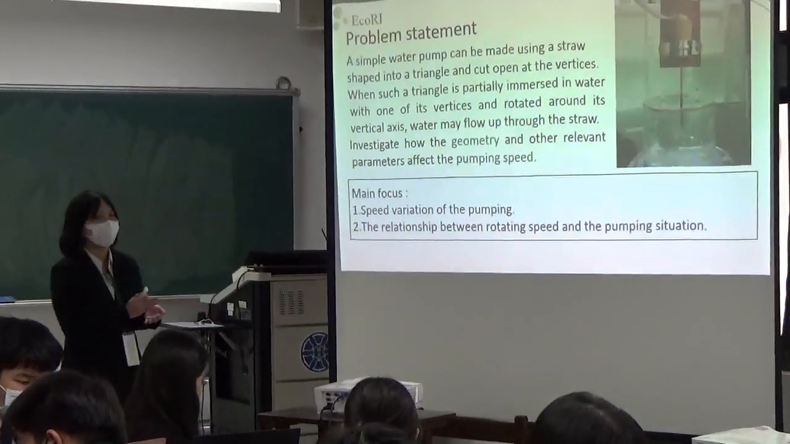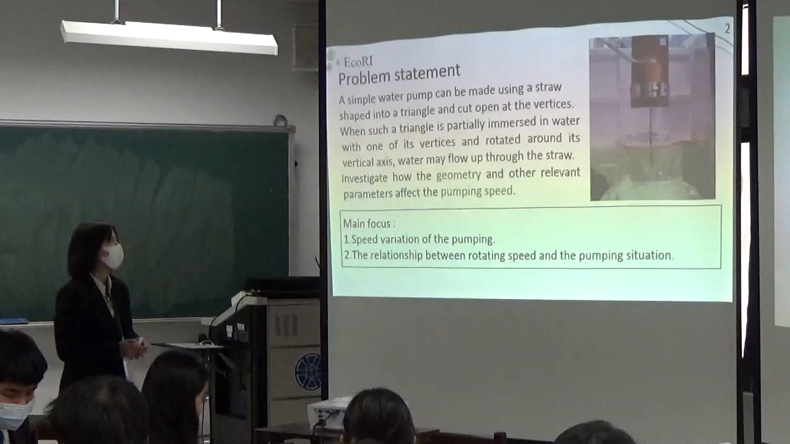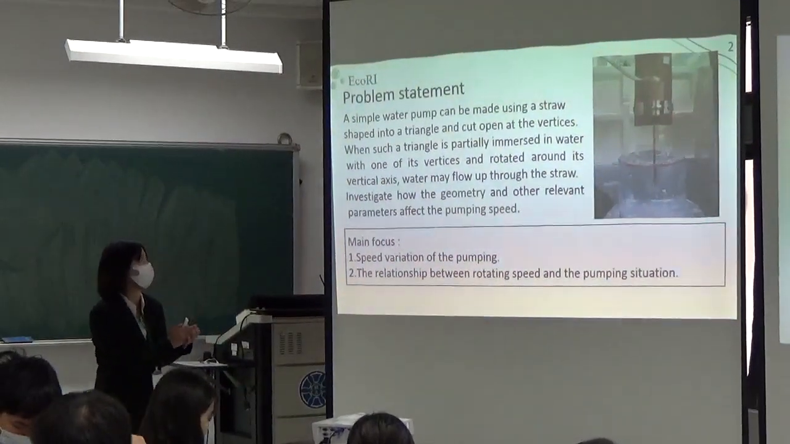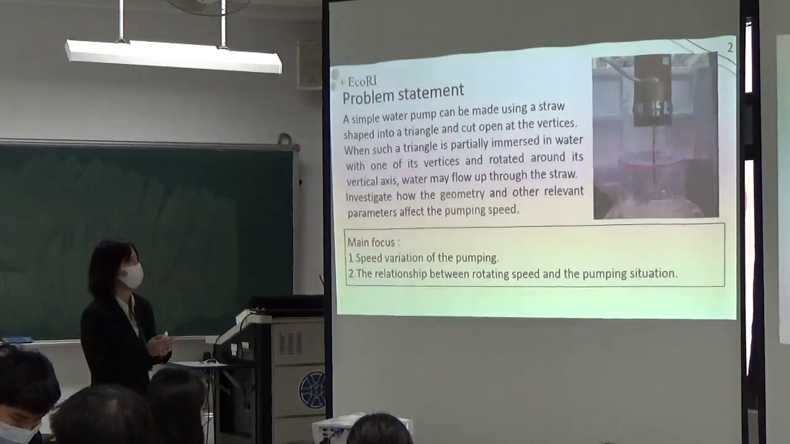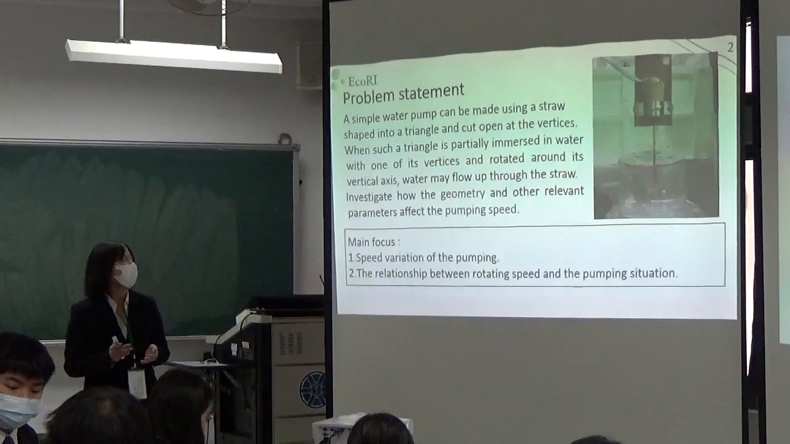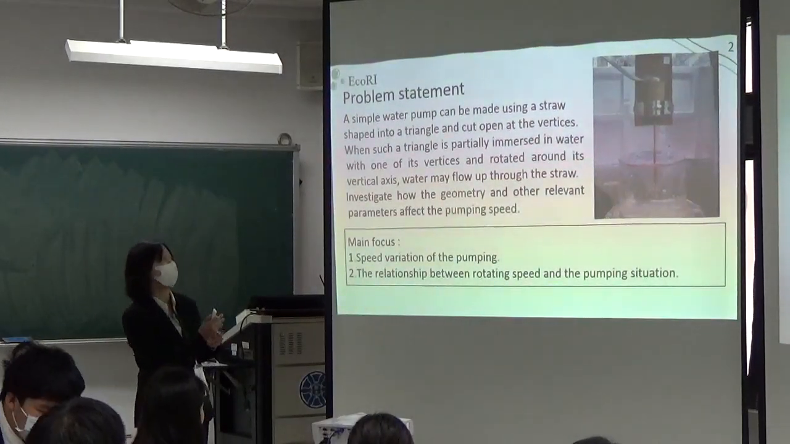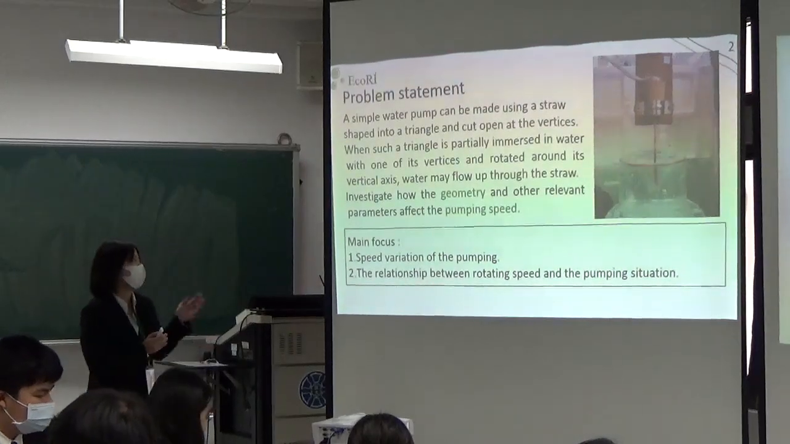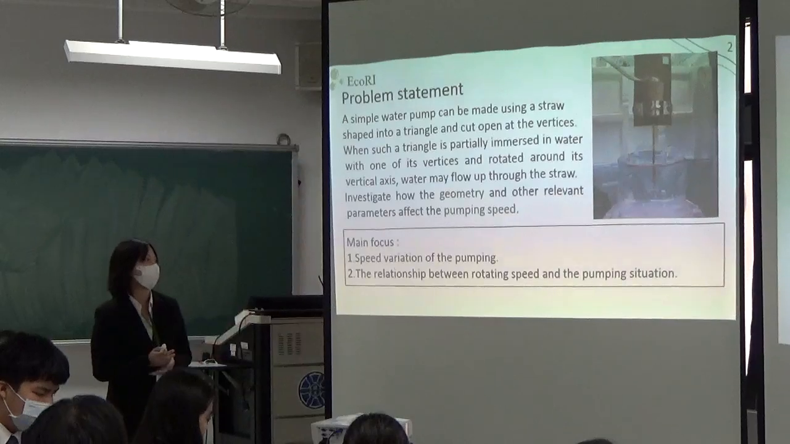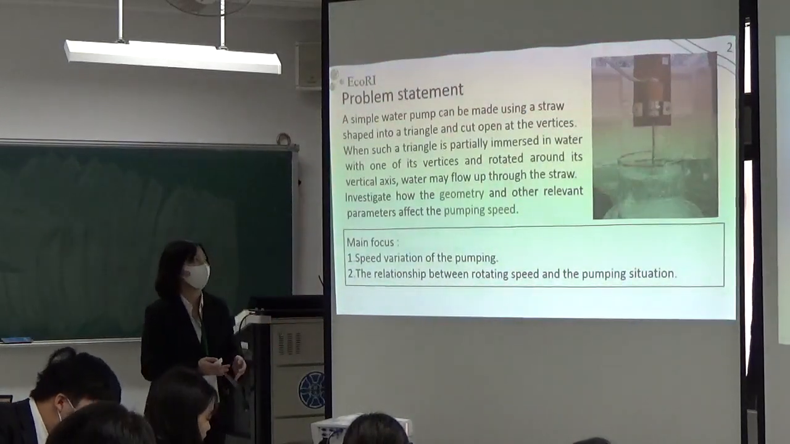A simple water pump can be made using a straw shaped into a triangle and cut open at the vertices. When such a triangle is partially immersed in the water with one of its vertices and rotated around its vertical axis, the water may flow up through the straw. And we need to investigate how the geometry and other relevant parameters affect the pumping speed. And we will mainly focus on the speed variation of the pumping and the relationship between the rotating speed and the pumping situation. And the right side is our experimental video.